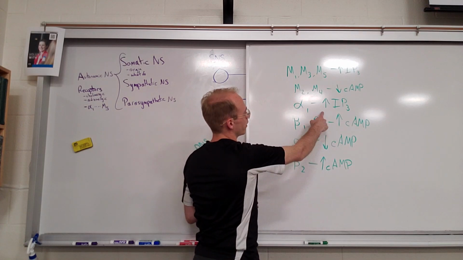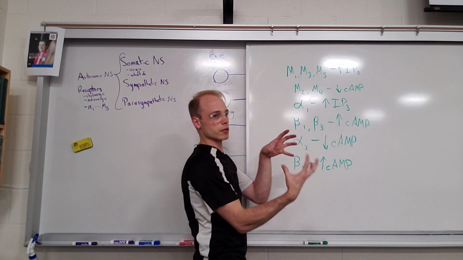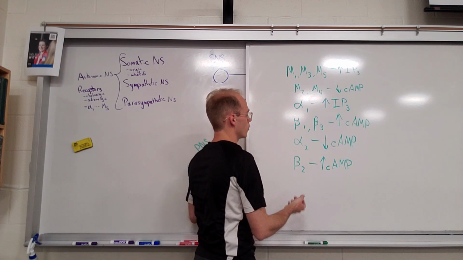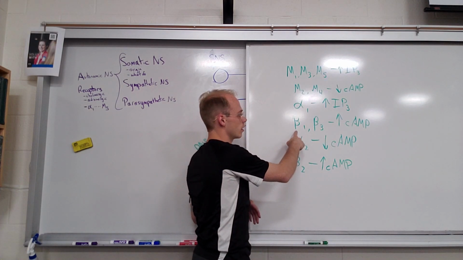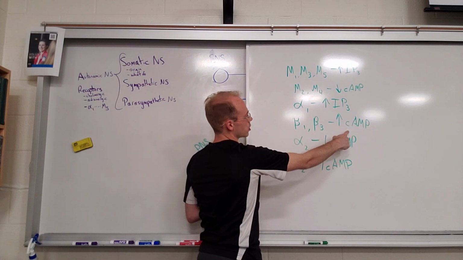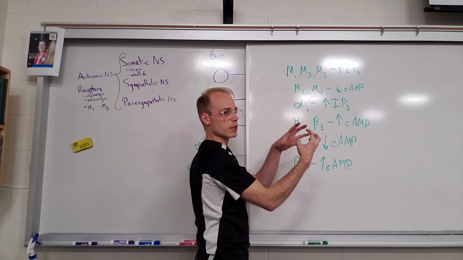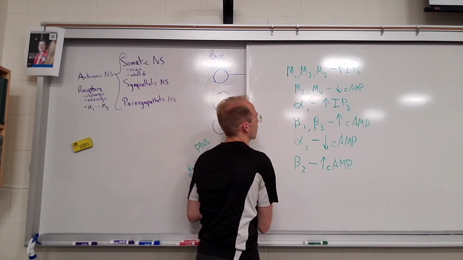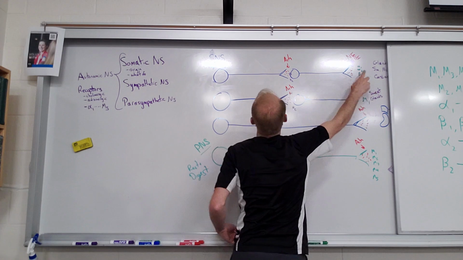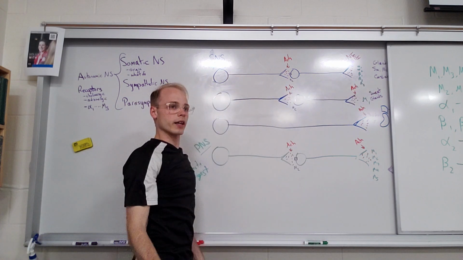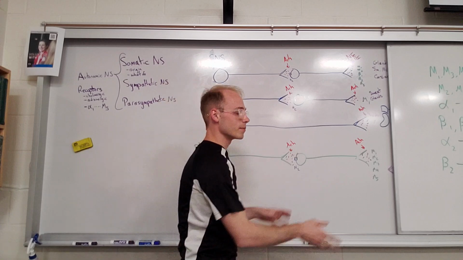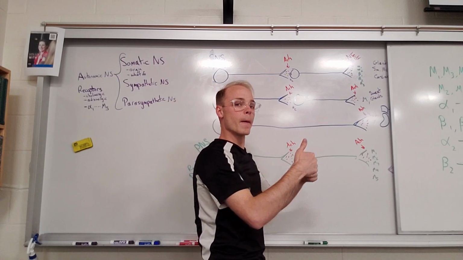Increase IP3, smooth muscle contracts. Increase cyclic AMP, cell does more stuff. For example, your heart really likes beta 1. Your heart has a lot of beta 1 receptors, which increase cyclic AMP, so that means the heart beats faster. Which makes sense because beta 1 is your fight or flight. If you're running from a bear, you want your heart to beat faster. Makes sense? I think so, yeah.